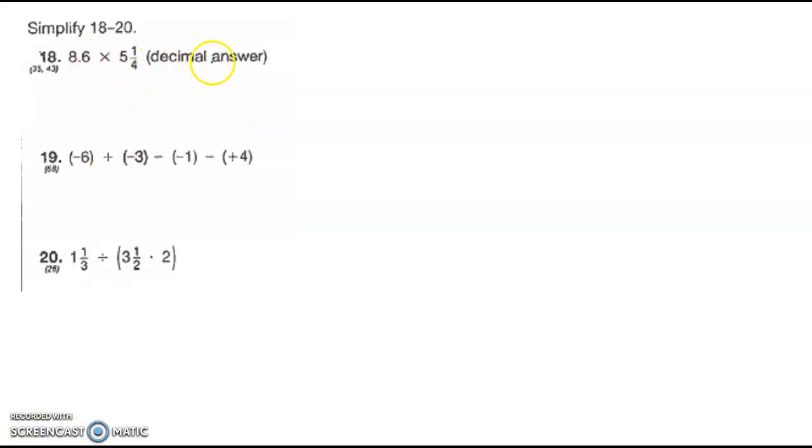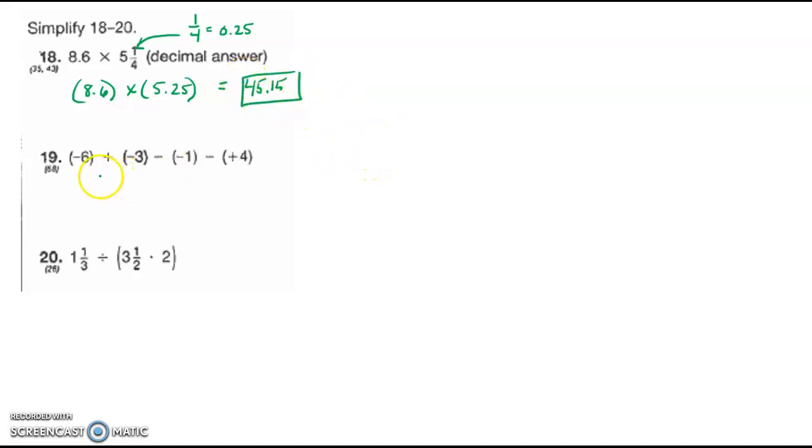All right, so this is asking for a decimal answer. So what I'm going to do is I'm actually going to convert this into a decimal. So if I divide 1 by 4, I'm going to get 0.25. So what I have is 8.6 times 5.25, which is 8.6 times 5.25, as I'm putting in my calculator, 45.15.